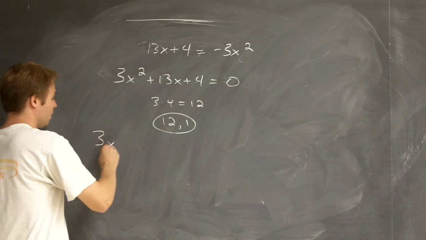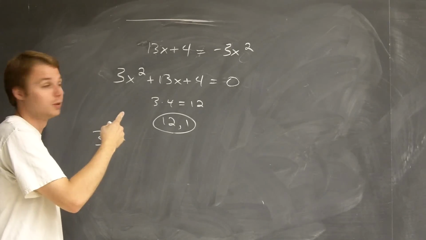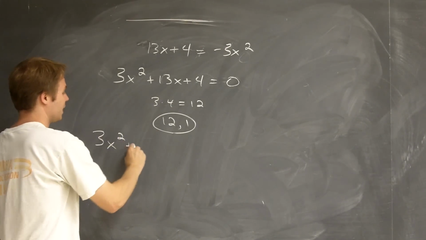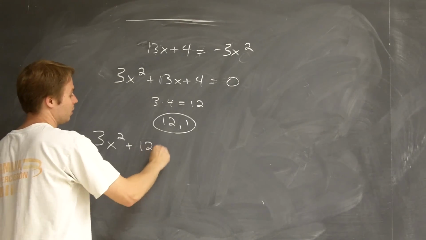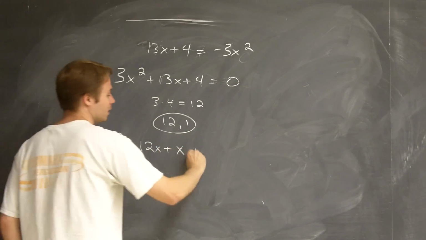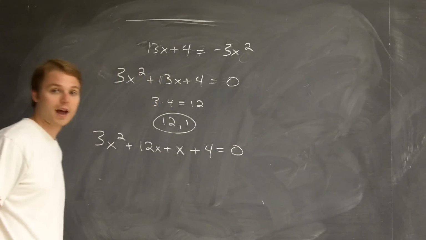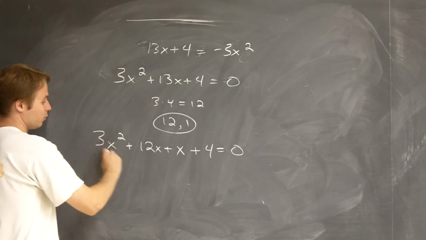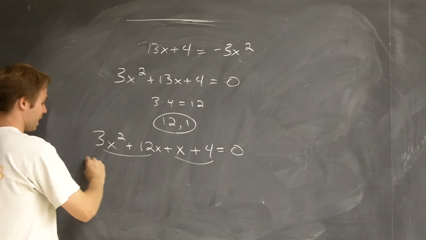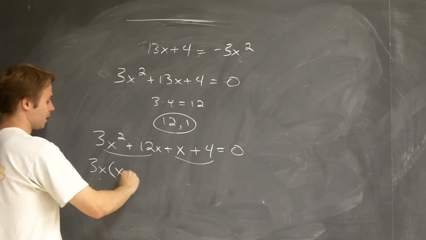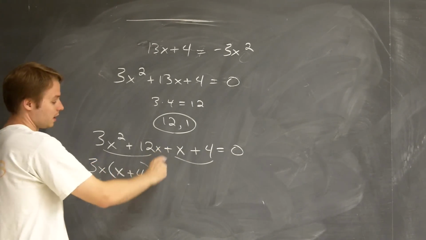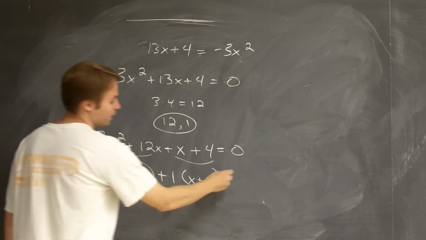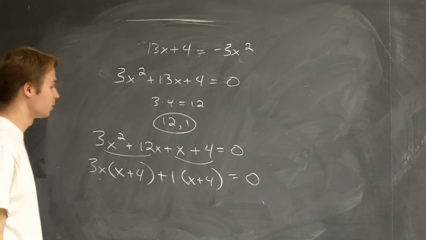Remember, this is the type 2 of the trinomial, so I have to do that step first. And then I can rewrite my 13x as 12x plus 1x. And then hopefully factor this left side by grouping. So if I factor, I can group naturally here. I can factor out a 3x here, and that will leave me with x plus 4. And then here I can factor out a 1, and that still leaves me with the x plus 4 that I want, and then that's all still equal to 0.